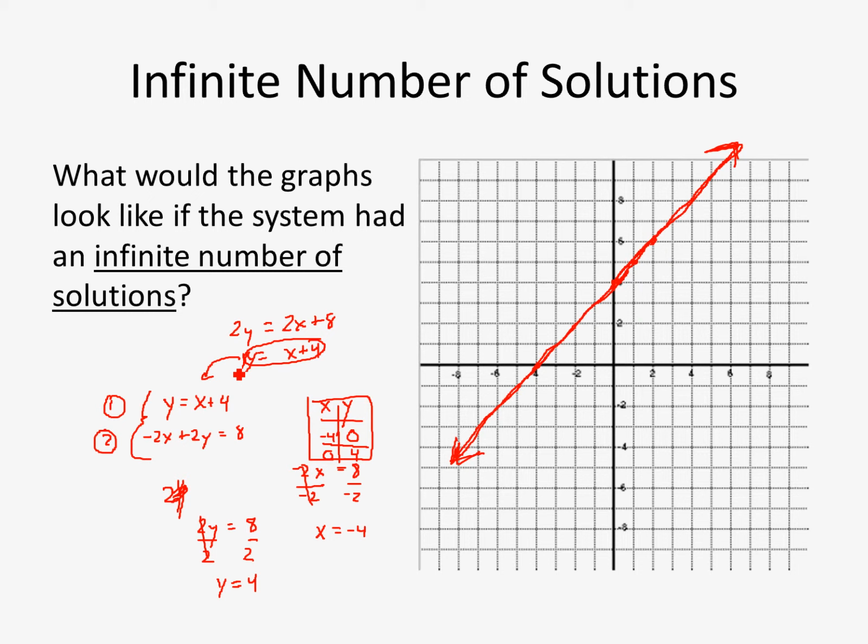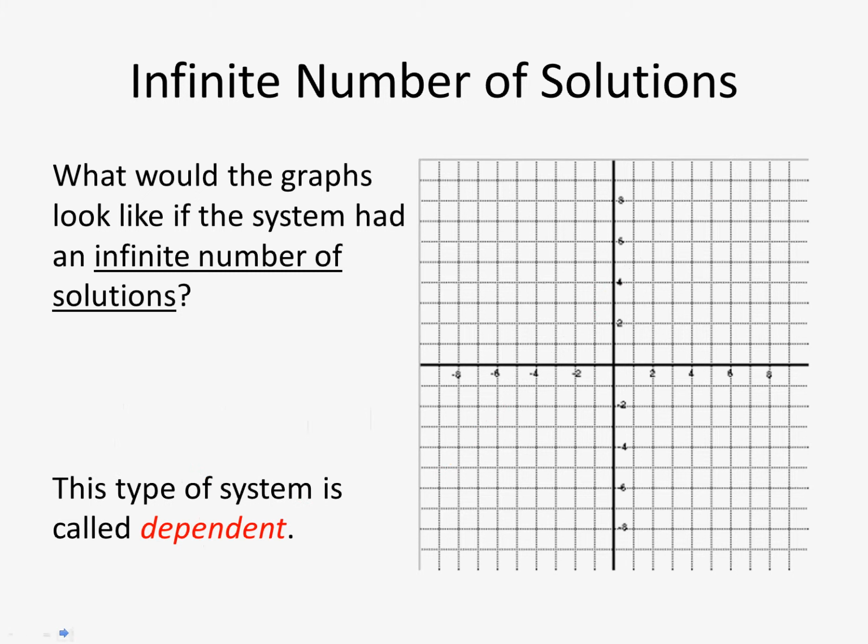So every single point is going to be a solution because every single point lies on both lines. Remember the rule. The rule is wherever they intersect is a solution. Here they intersect everywhere along this line. So that means that every single point on the line is a solution. Since they touch in infinitely many places, there are infinitely many solutions. And so that's what a system would look like if it had infinitely many solutions.